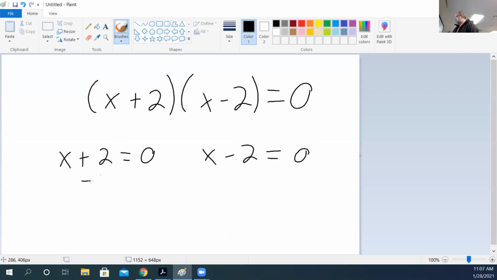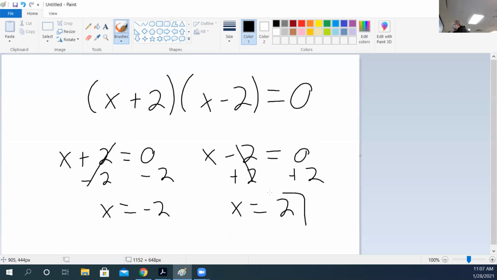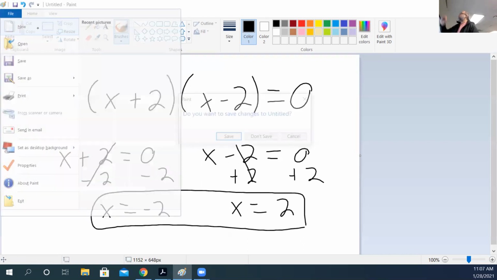So over here on this side, you do minus 2 to both sides, move it across the equal sign. That cancels out, and we have x equal to minus 2. Same thing on this side, add 2 to both sides, cancels out, you have x equal to 2. And there are your two answers. You solved it. First one done. All right, let's do another one.